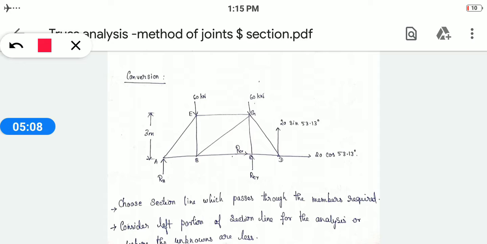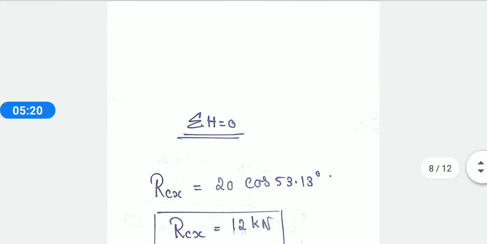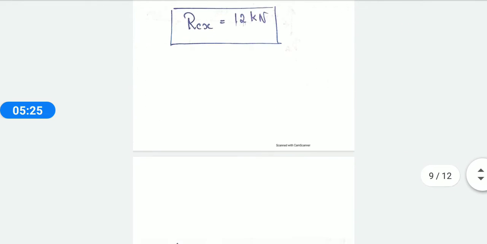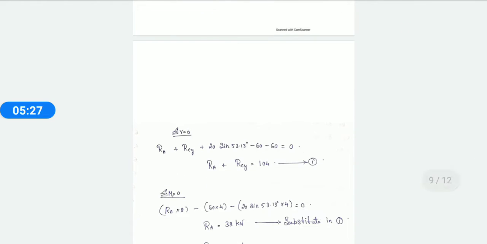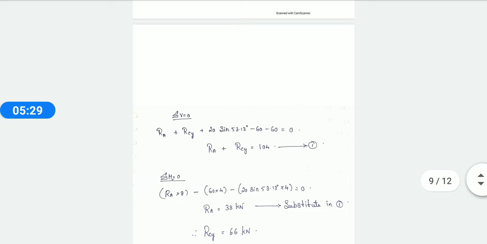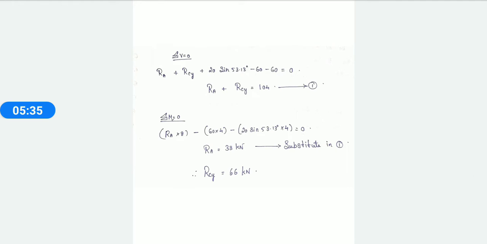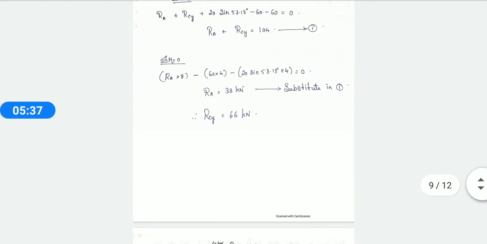Okay, take this condition first. I marked RCX like this because there is a force of 20 cos 53.13 acting in the right direction. So from the summation of horizontal forces, you will get RCX equal to 12 kilonewton. And when you take the summation of vertical forces, you get the equation RA plus RCY equal to 104. Then you go for the moment equation and find the reactions first.